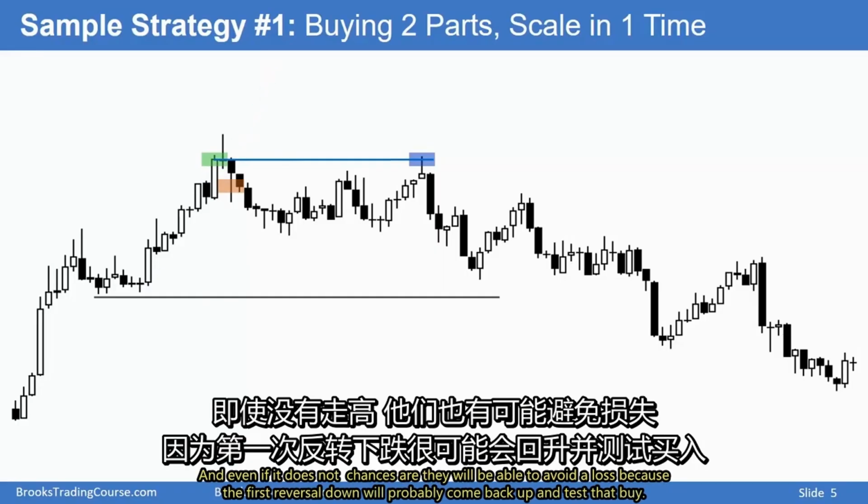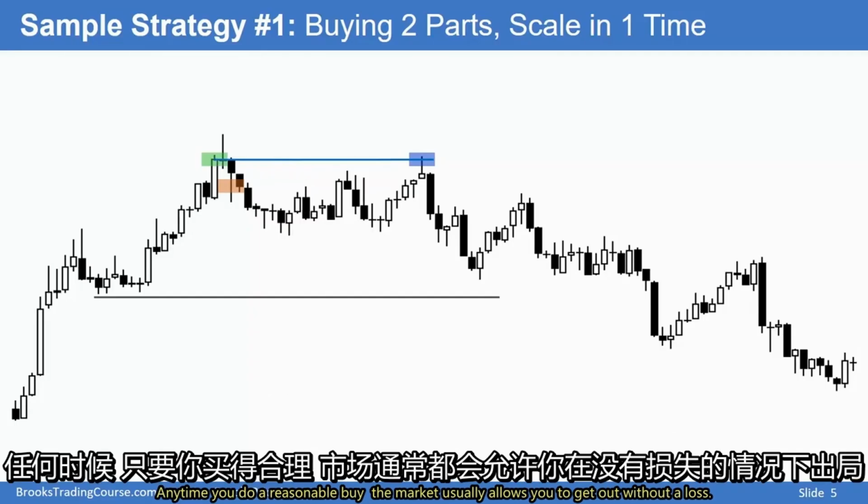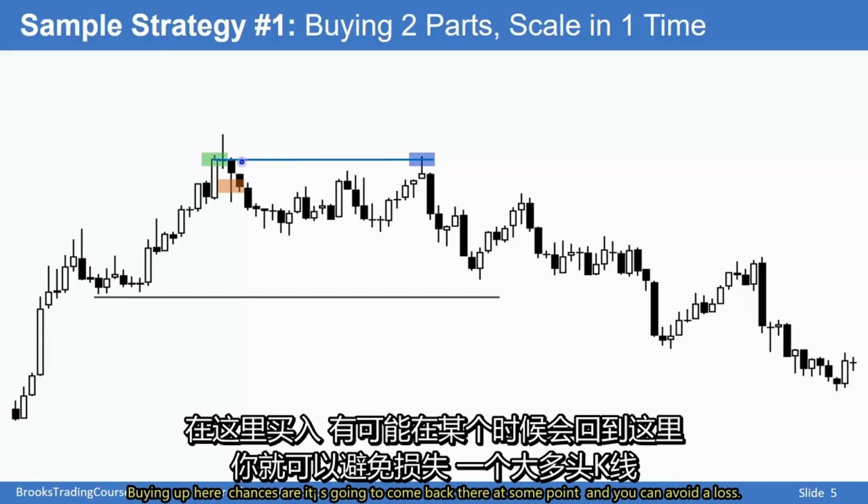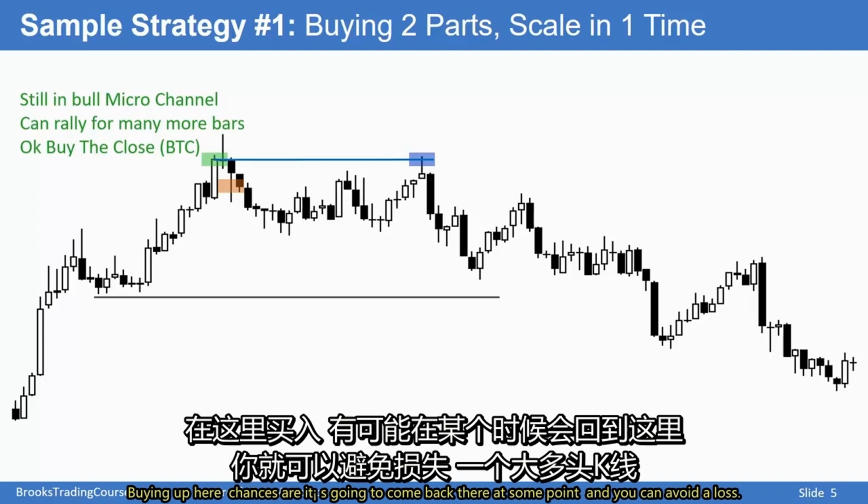And even if it does not, chances are they will be able to avoid a loss because the first reversal down will probably come back up and test that buy. Anytime you do a reasonable buy, the market usually allows you to get out without a loss. Buying up here, chances are it's going to come back there at some point, and you can avoid a loss.